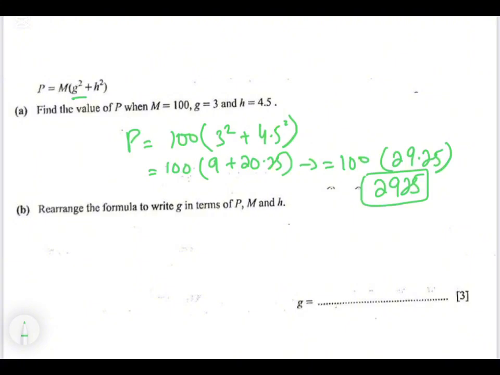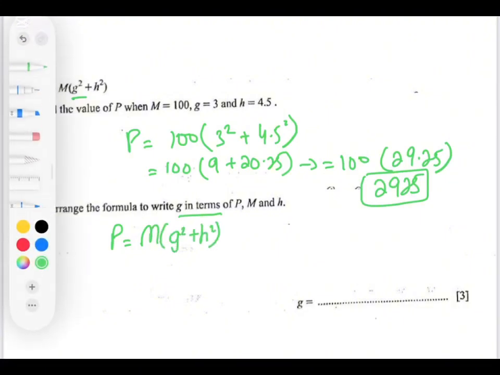That's the important one. Now rearrange the formula to write g in terms of the other variables. So we have to rearrange the formula and make g the subject. Right now the equation is p equals m(g² + h²). So right now I have to make g the subject. m is multiplying, so this will go to the other side and divide.